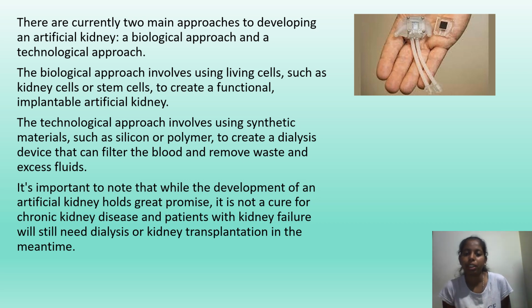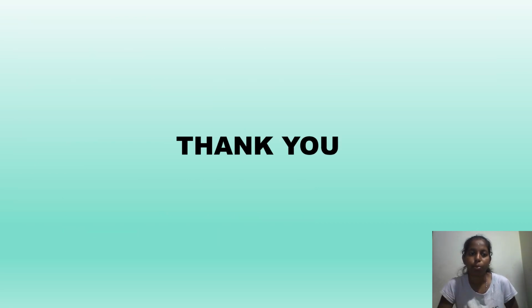I hope you guys have got a little information about the kidney, the parts of the kidney, and the main working principle of the kidney, that is, nephrons. We have seen the functions and structure of the nephron, and we have seen chronic kidney disease, which is the main disease of the kidney, its symptoms and treatment, and how chronic kidney disease can be treated in two ways: the dialysis system and the artificial kidney.